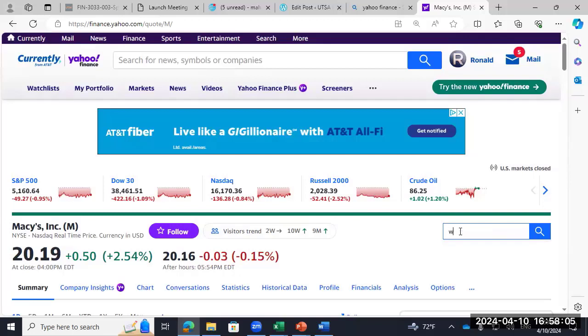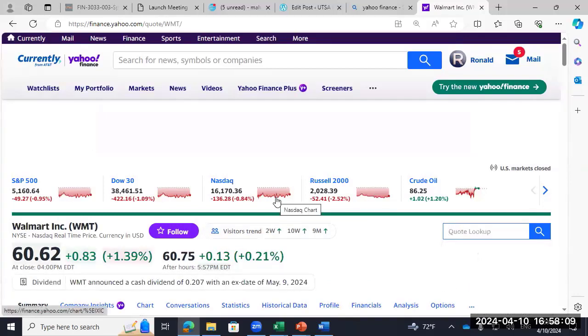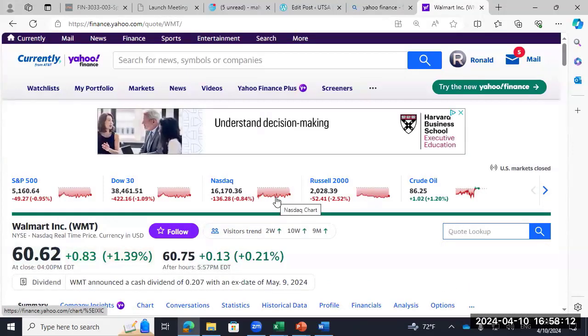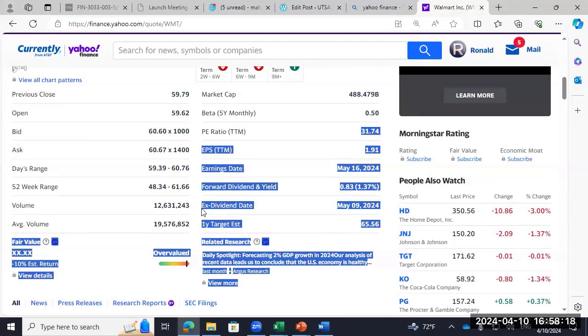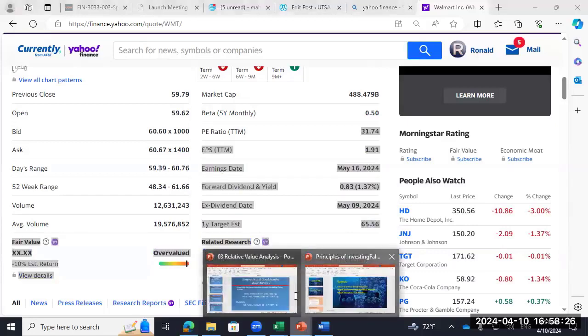Now, there's some that are surprising. You would think Walmart would be a low PE stock, but what do we know about what their beta is? High risk or low risk? Low risk, and a low risk company can have a pretty high PE ratio. That's actually higher than the S&P 500. It's not because they're a high growth company, it's because they're a low risk company. And so that's the key with this formula.